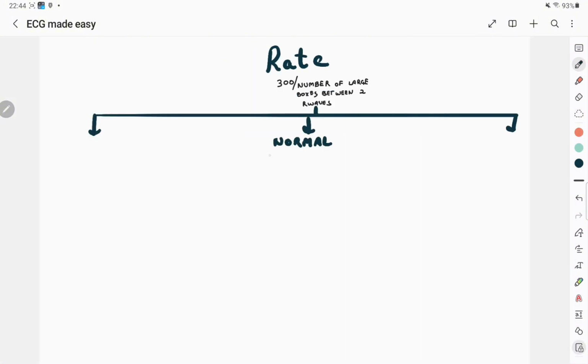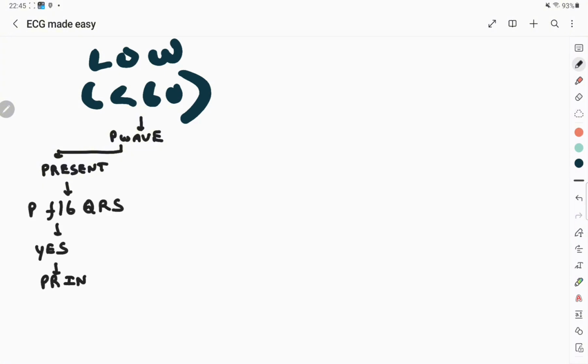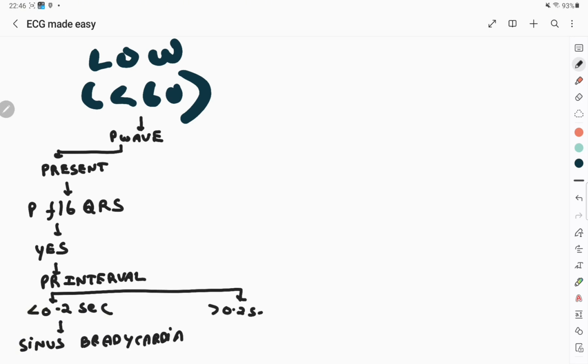It can be normal, which is 60 to 100, it can be less than 60, or it can be more than 100. If less than 60, look for the P wave. If P wave is present, check if each P wave is followed by QRS. If yes, check for the PR interval. If it is less than 0.2 seconds, your diagnosis is sinus bradycardia. If more than 0.2 seconds, your diagnosis is first degree heart block.